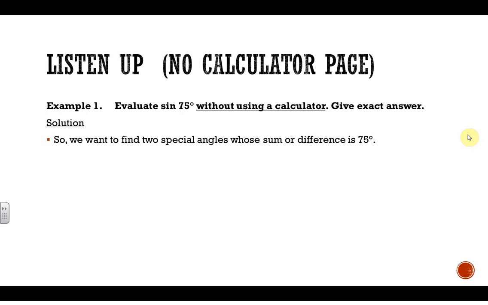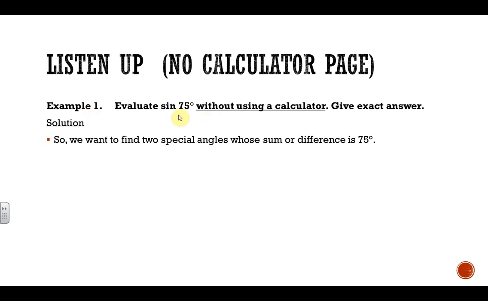Listen, people, you are going to have no calculator for this, because you should know your exact values of your unit circle. You're not going to get a unit circle. We're at the big kid land now, where we've graduated from giving you your unit circle. You need to know your values.